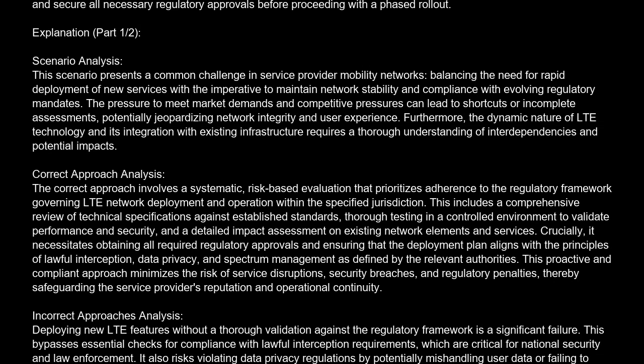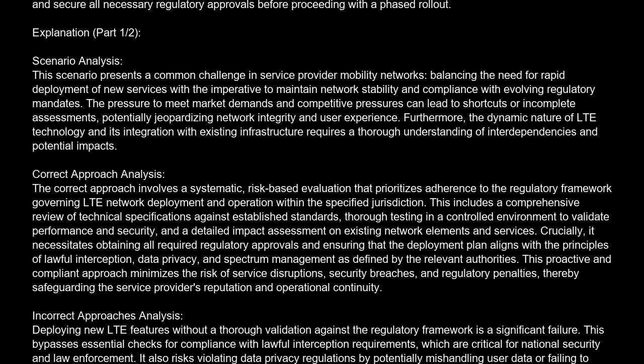The correct answer is B. Conduct a comprehensive technical validation of the new LTE advanced feature against all relevant regulatory standards and guidelines. Perform thorough interoperability and performance testing in a controlled lab environment, and secure all necessary regulatory approvals before proceeding with a phased rollout. Explanation. Scenario analysis.